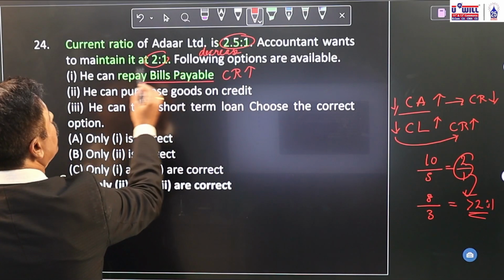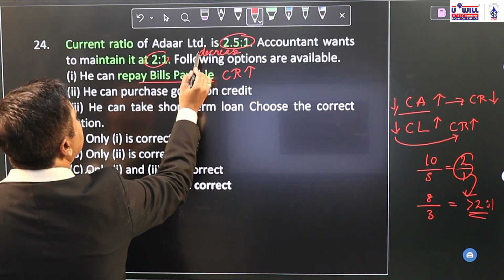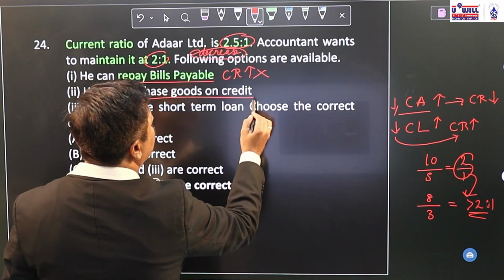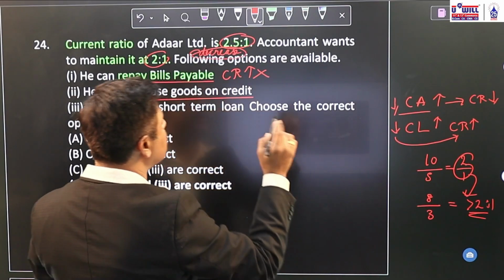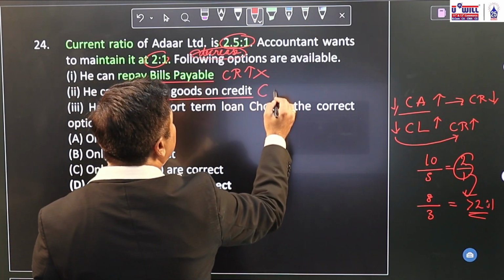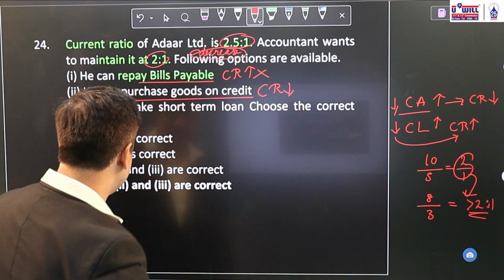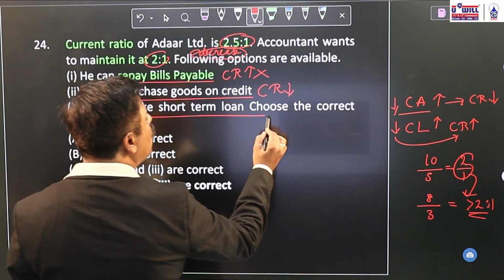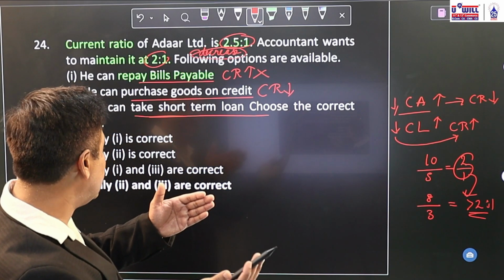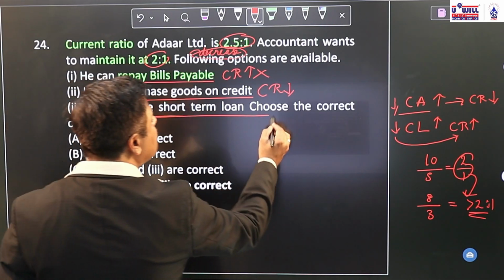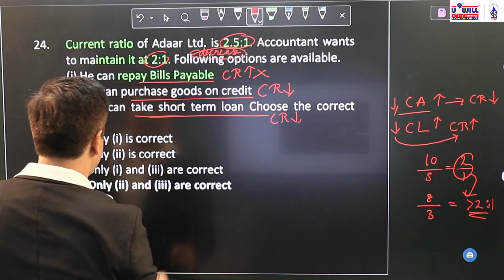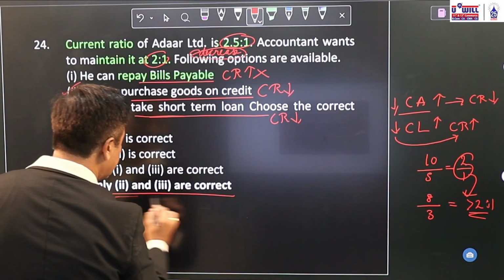But you are asked in which option the current ratio is going to decrease. Okay, so this is not the correct option. If you purchase goods on credit, then current liability will increase, and on the asset side, because you purchase goods on credit, inventory, a current asset, will increase. Both will increase, so current ratio will decrease. Inverse relation. And if you take a short-term loan, then current liability will increase, short-term borrowings, and on the asset side cash will increase, current asset will increase. Again, both will increase, meaning current ratio will decrease. So which will be the correct option? 2 and 3. 2 and 3 means D option. Only 2 and 3 are correct. Okay.